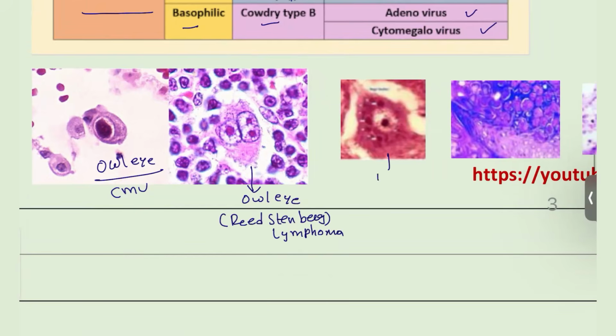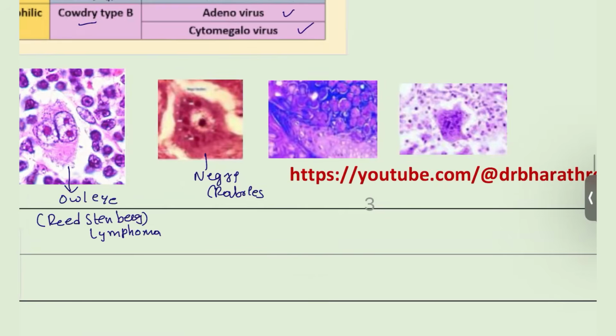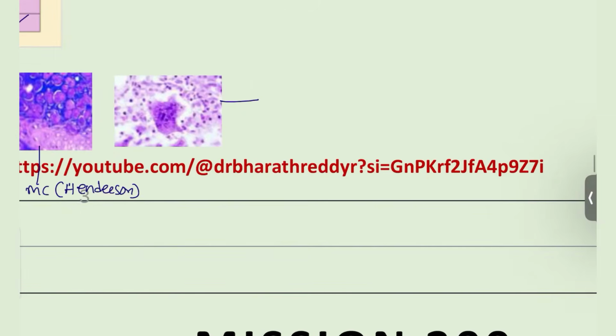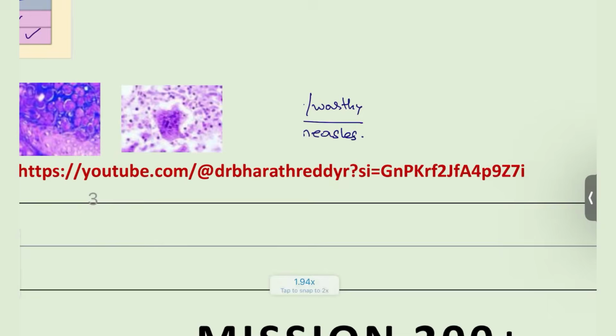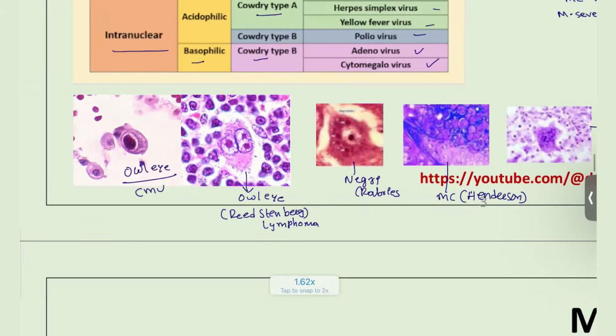And this is your Negri bodies seen in rabies. And this is molluscum contagiosum, Henderson-Peterson bodies. Next, these are the Warthin-Finkeldey giant cell inclusion bodies seen in the measles. These are some of the pictures commonly asked in the examination.